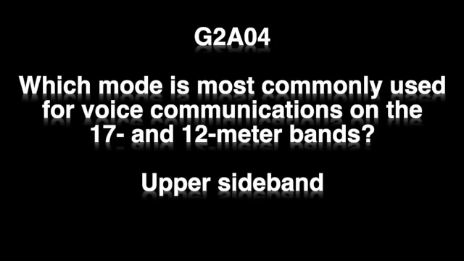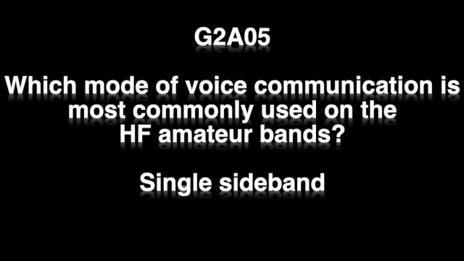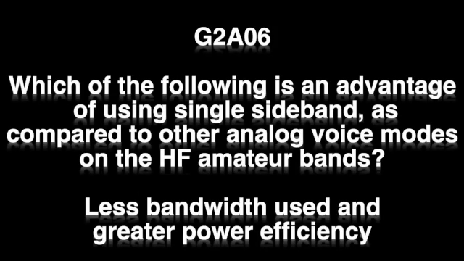G2A04. Which mode is most commonly used for voice communications on the 17 and 12 meter bands? Upper sideband. G2A05. Which mode of voice communication is most commonly used on the HF amateur bands? Single sideband. G2A06. Which of the following is an advantage of using single sideband, as compared to other analog voice modes on the HF amateur bands? Less bandwidth used and greater power efficiency.